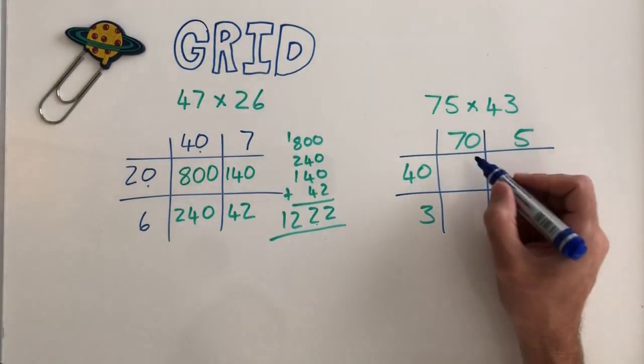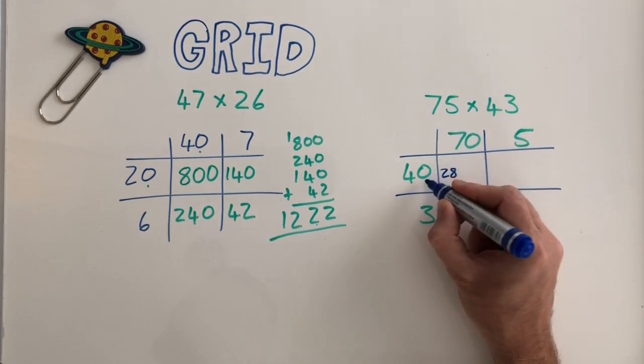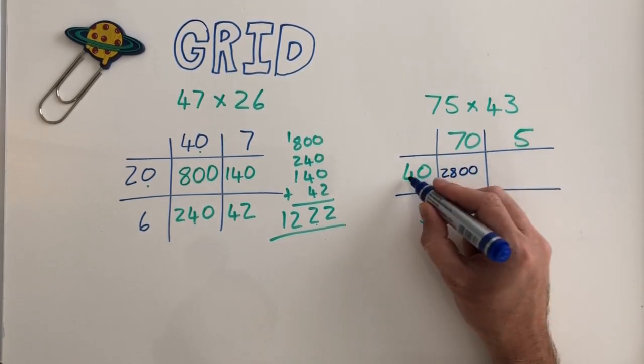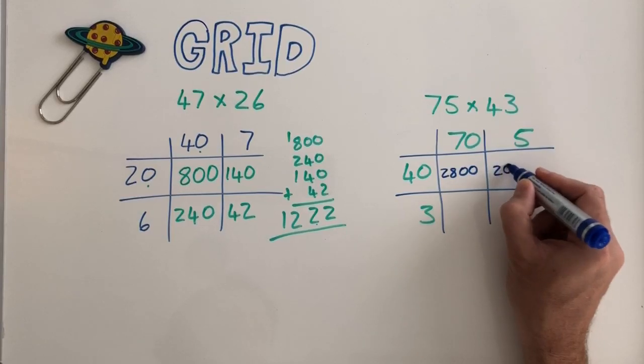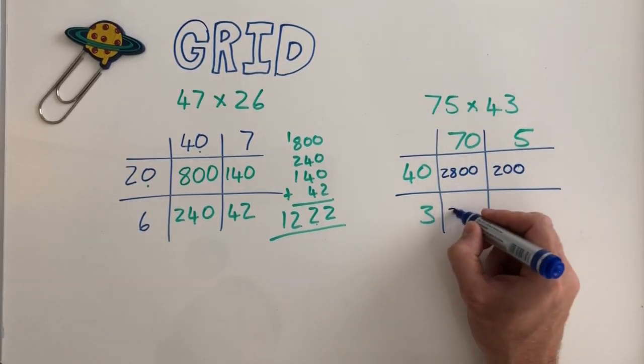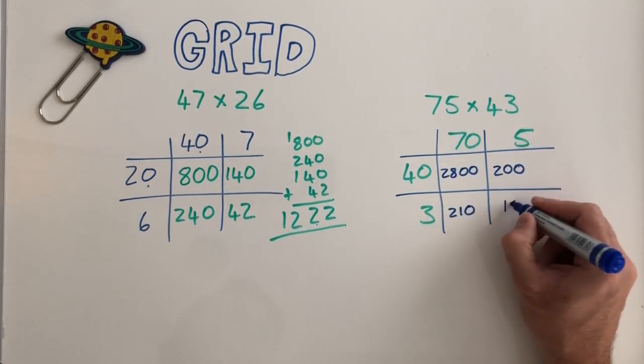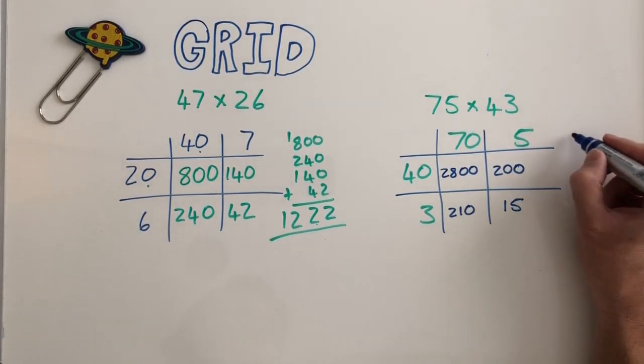And now I'm just doing 4 times 7, which is 28, adding the 2 zeros. 4 times 5, which is 20, add the 0. 7 times 3, which is 21, add the 0. And then 3 times 5, which is 15. And all I do is I just add everything together again.